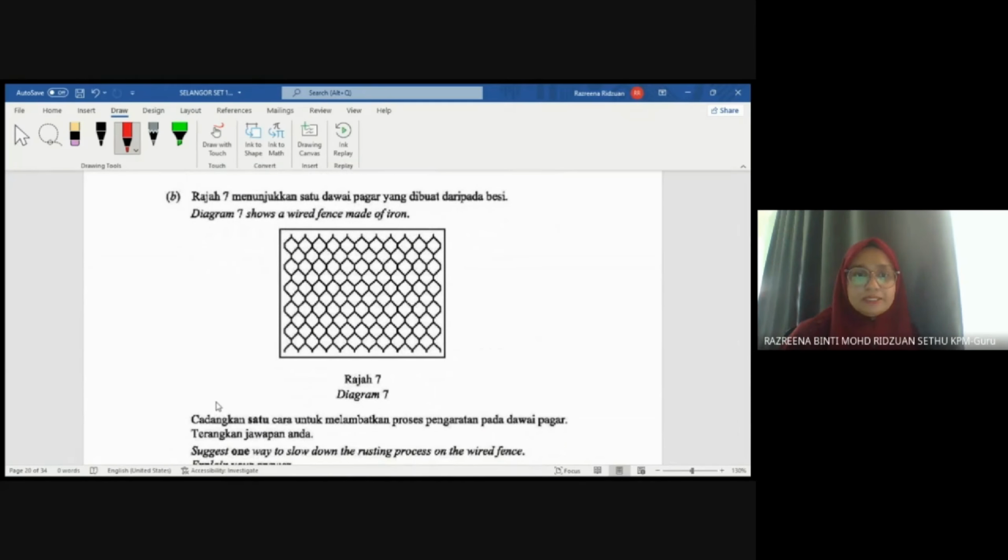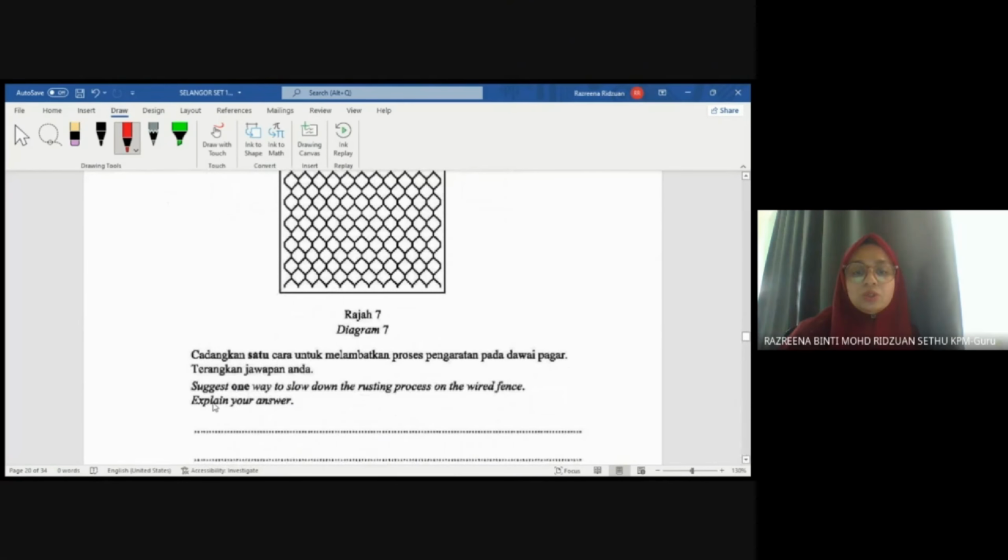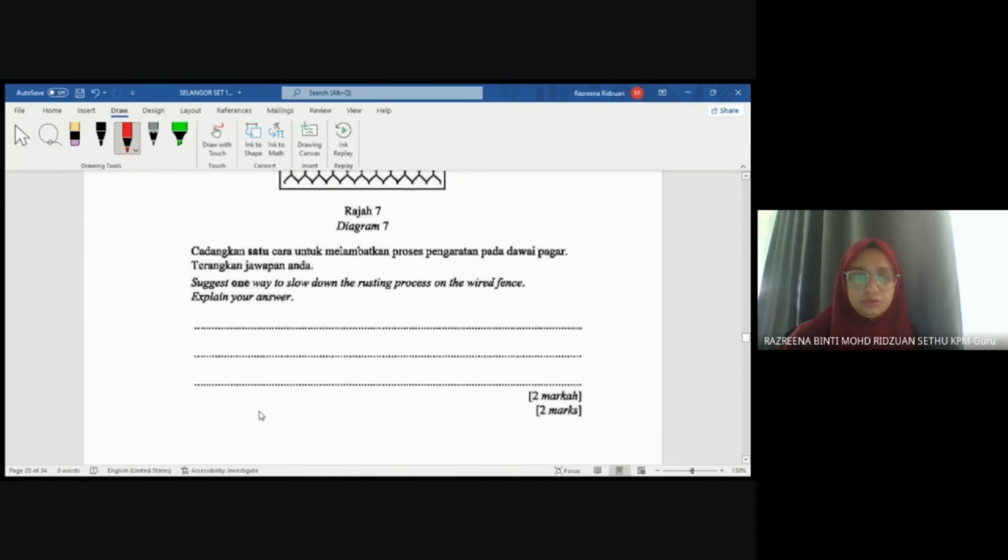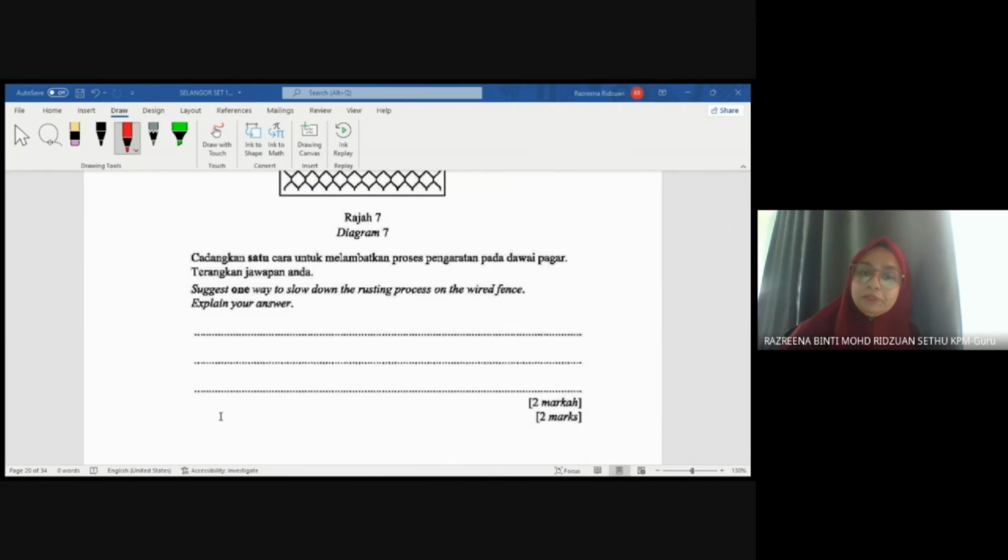Question B. Diagram 7 shows a wired fence made of iron. Suggest one way to slow down the rusting process on the wired fence. Explain your answer. So now this fence, what can you do? Usually, what people will do, they will coat it with plastic or oil or paint it. So you can coat with plastic, or you can put oil or you can paint it.